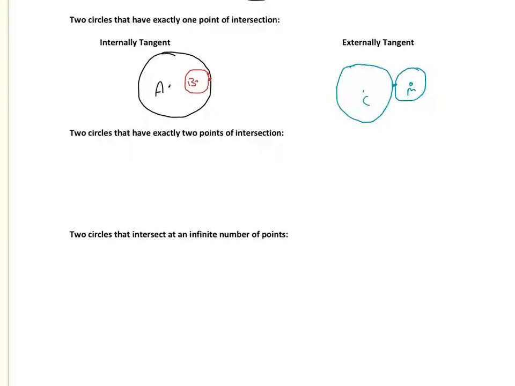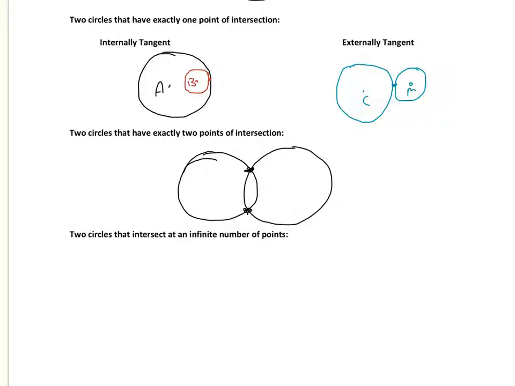Now, two circles having exactly 2 points of intersection, that would be probably the easiest one. So if I have one circle here, and then I have another circle that comes across it, then these meet in 2 spots, here and here. Kind of like a Venn diagram, but they definitely meet in 2 spots.